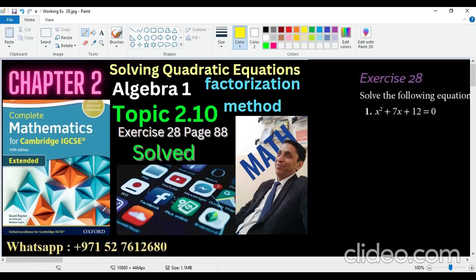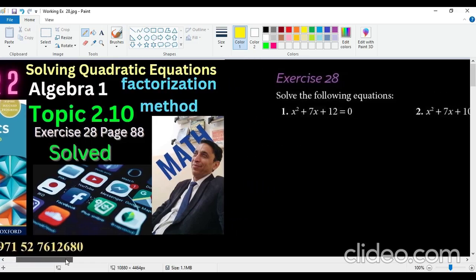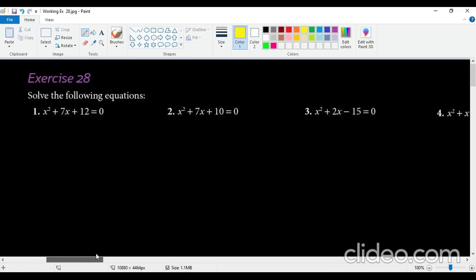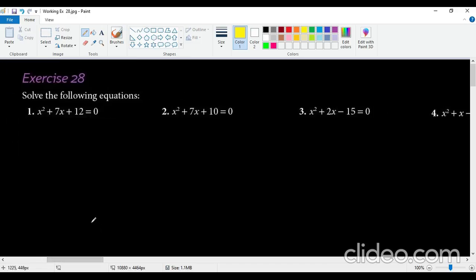In this exercise, we are going to deal with solving quadratic equations. In earlier exercises, we dealt with quadratic expressions. Here, we are going to deal with the factorization method. We will solve this quadratic equation. There are several methods that we'll be using in upcoming exercises.